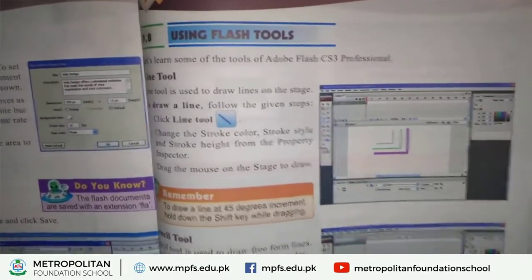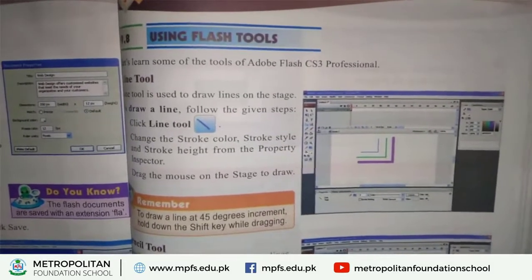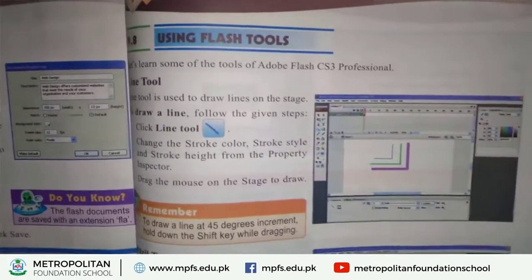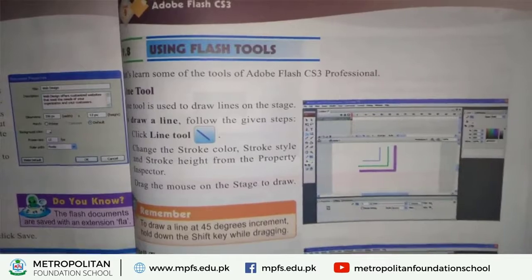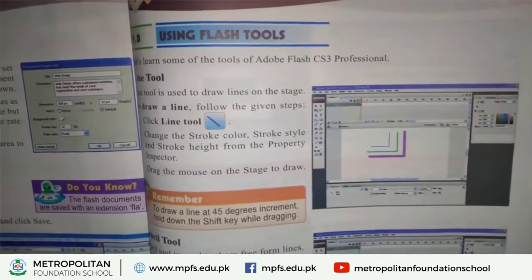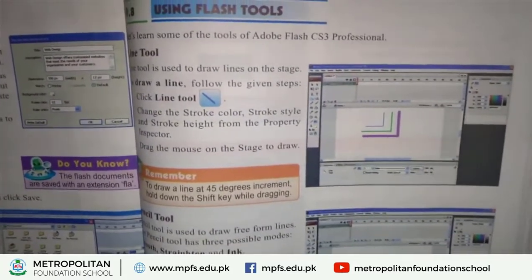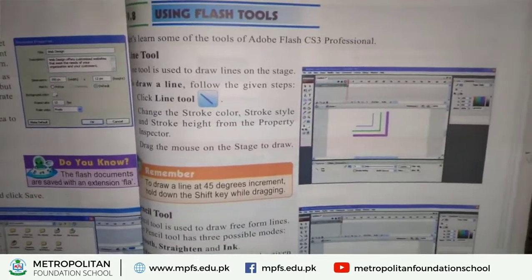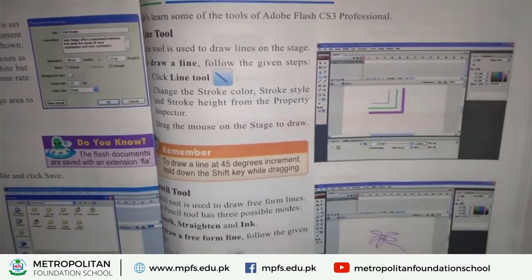Now here are some tools. You know very well the options that are given in the pop-up dialog box. Line tool. Line tool is used to draw a line on the stage. To draw a line, follow the given steps. Click line tool. Change the stroke color, stroke style, stroke height from the property inspector and drag the mouse on the stage to draw.